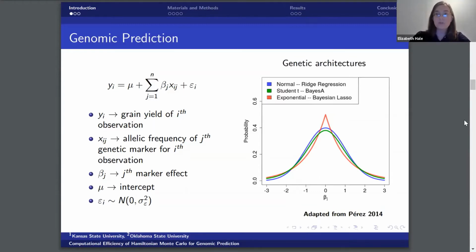These two particular distributions are nice to work with in addition to the normal distribution because they have heavier tails than the normal distribution does. And what this does is it allows for the marker effects beta j to depart from zero at a greater frequency.